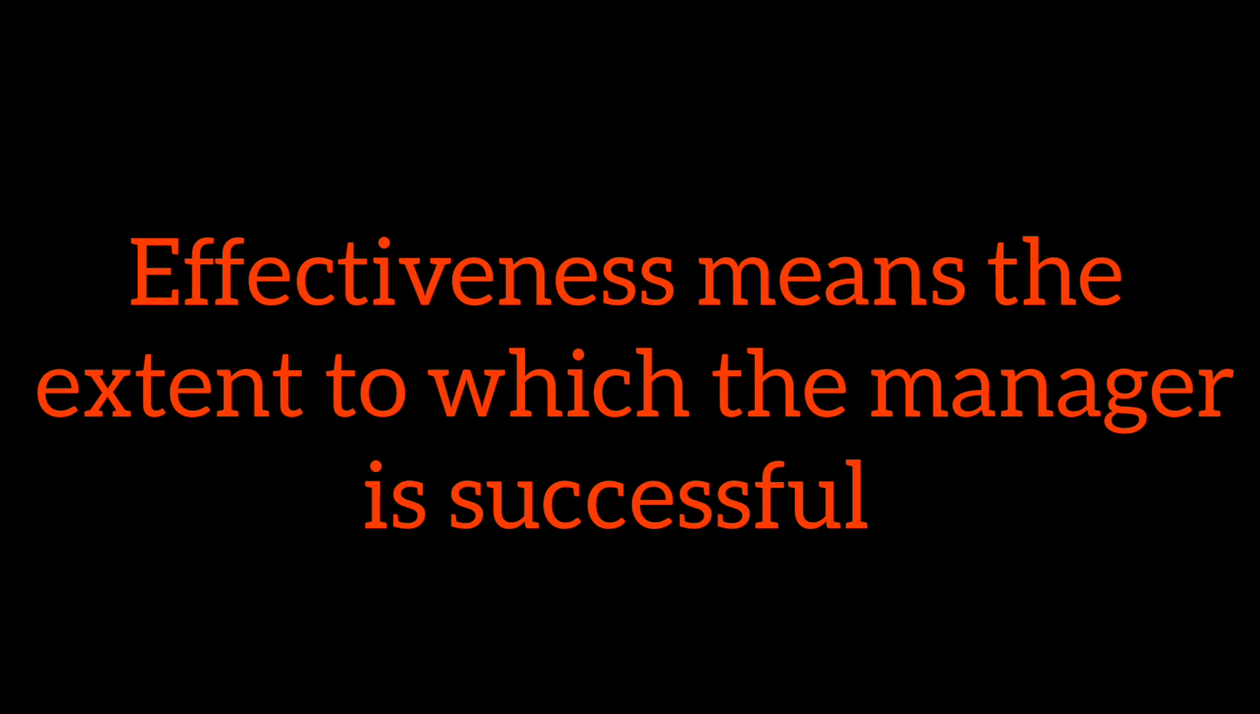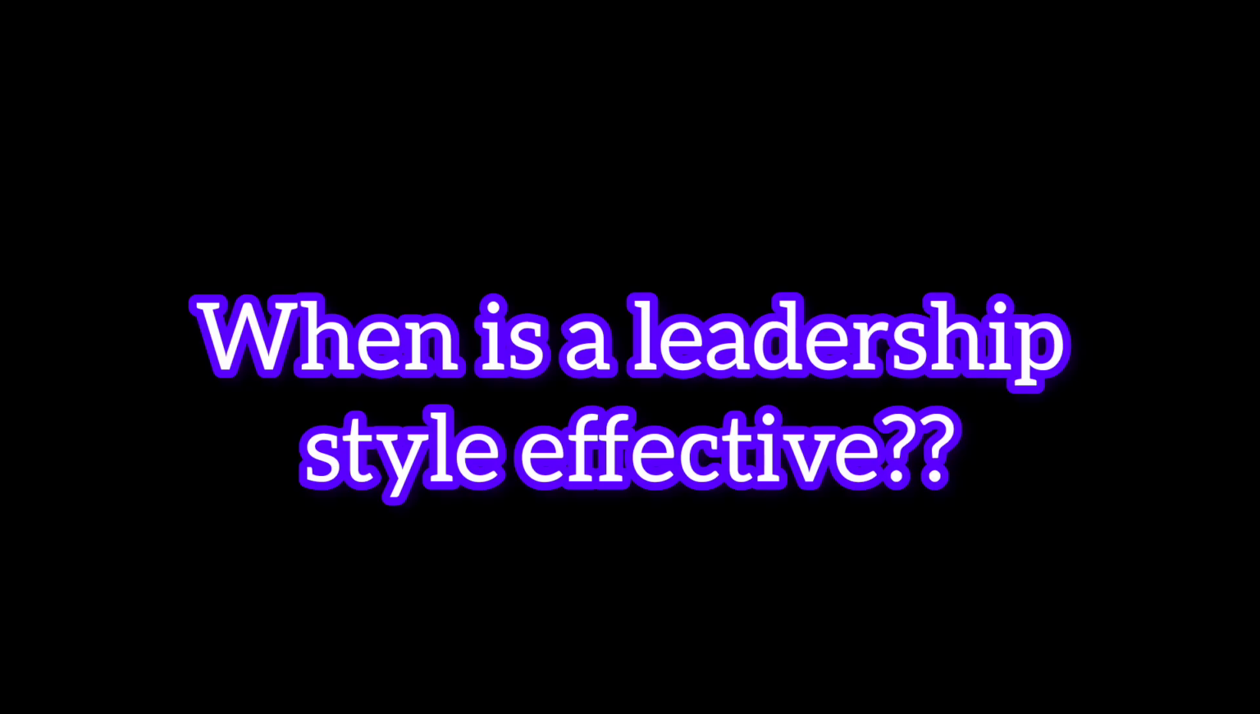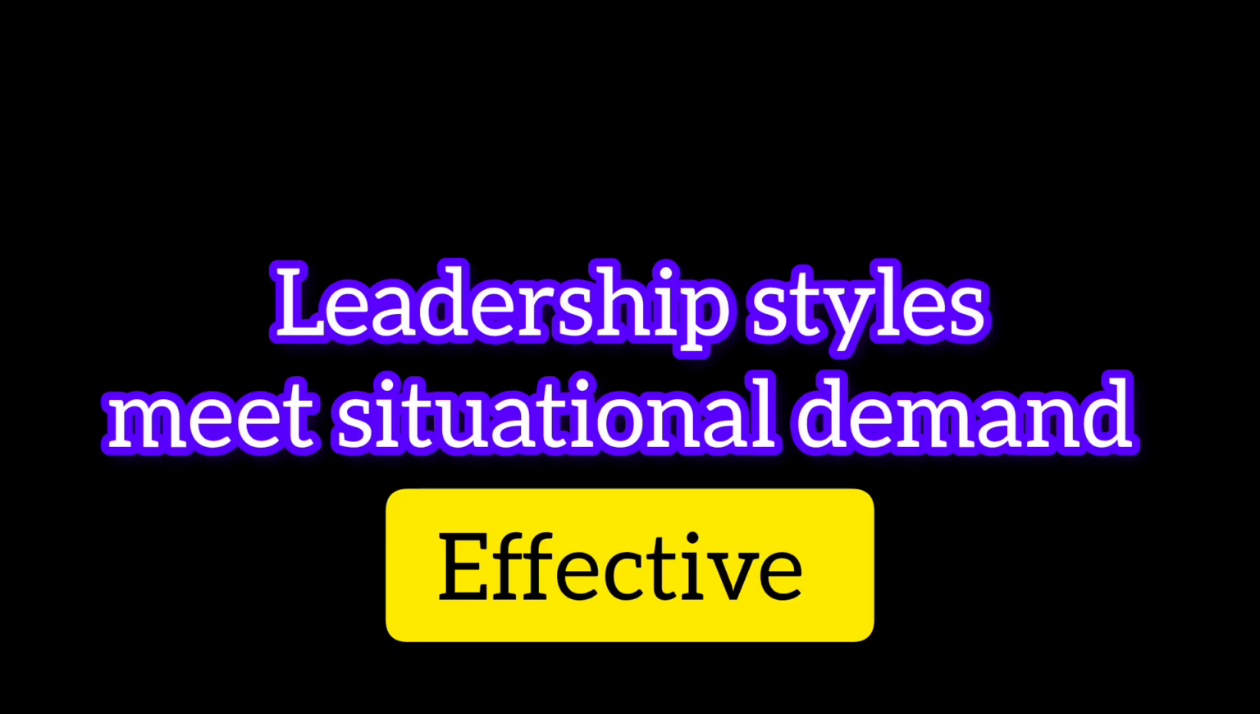So now, when is a leadership style effective? That is the most important question, because it was one of the most important disadvantages of the managerial grid model. That's why Reddin introduced the tri-dimensional theory, to find which leadership style is most effective and best. So now coming to the main part: when is a leadership style most effective? When the leadership style meets situational demands, then it is called effective, or else ineffective.